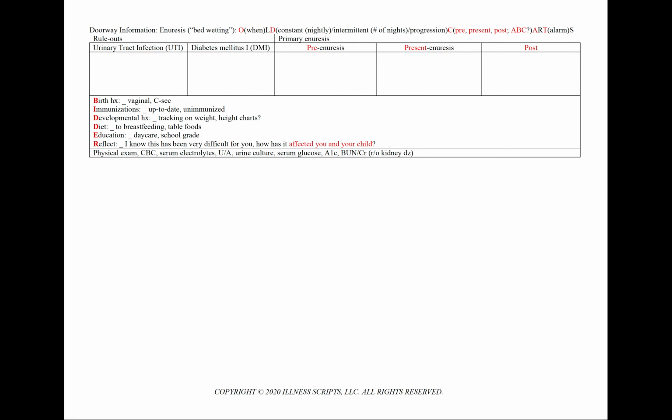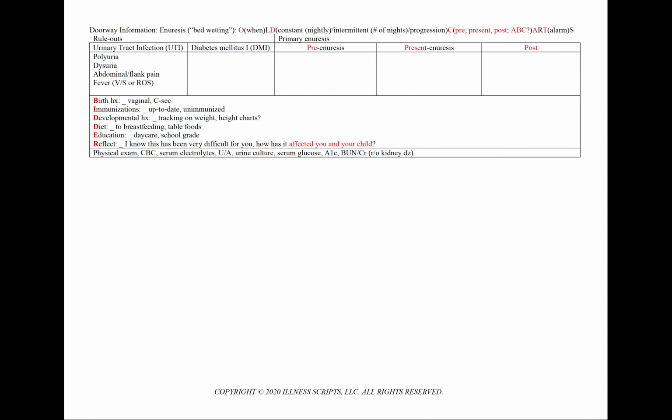For all cases, let's order a physical exam, CBC, serum electrolytes, a urinalysis, urine culture to rule out a UTI, serum glucose and A1C to rule out diabetes, and a BUN and creatinine to rule out kidney disease. Before we make the diagnosis of primary enuresis, we want to be able to rule out a UTI.